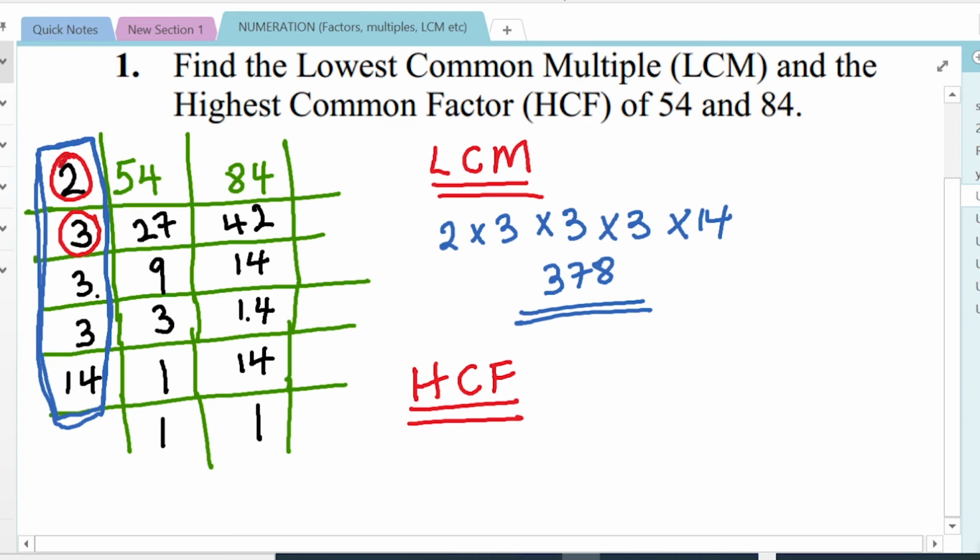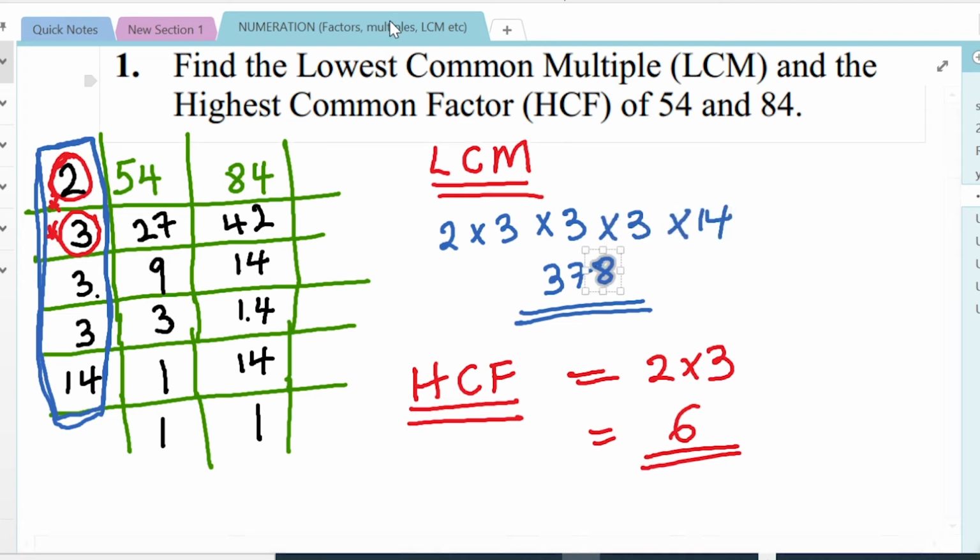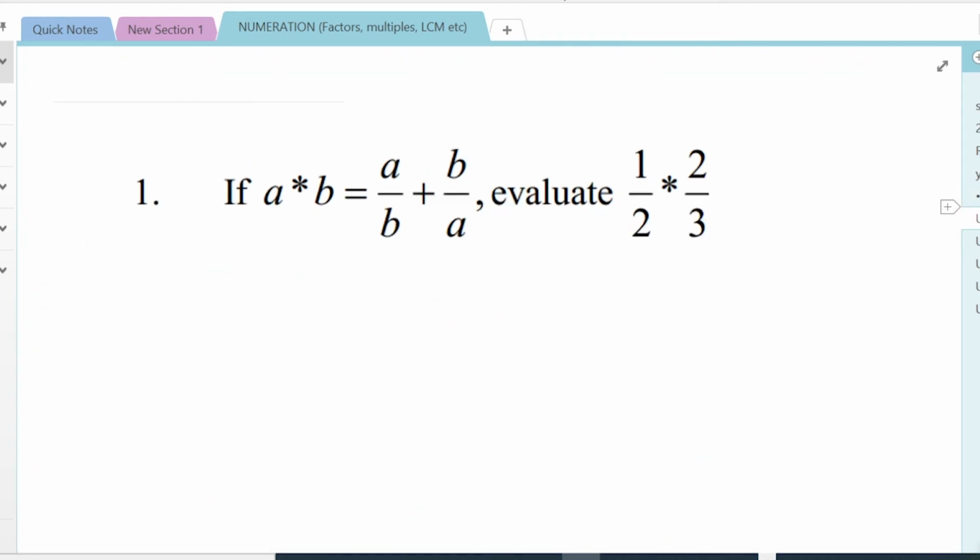it is these ones that we're able to divide through everything, it's 2 and 3. The only two numbers that we're able to divide through everything, so that's going to become 2 times 3, which is 6. So 6 becomes the highest common factor, and this 378 becomes the LCM, the lowest common multiple. So that's how we go about that one. Moving on to the next.